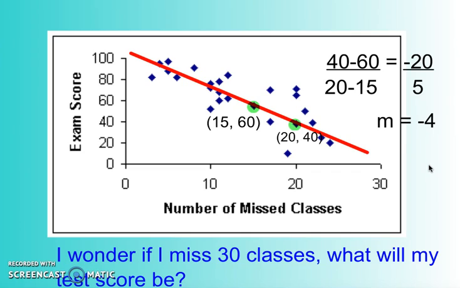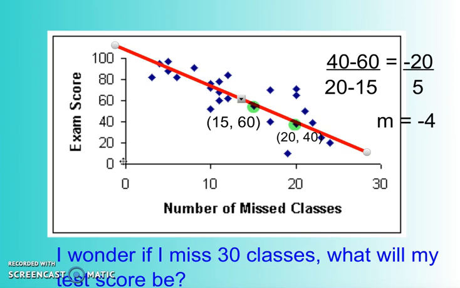Okay, so now we found the slope, and now we need to find the y-intercept. So y-intercept, remember, is where the line crosses the y-axis. Now, looking at this line, if I extend it, I want you to notice that no matter what, it's going to go above the 100. And it is almost 20 above 100. I mean, it's pretty darn close.